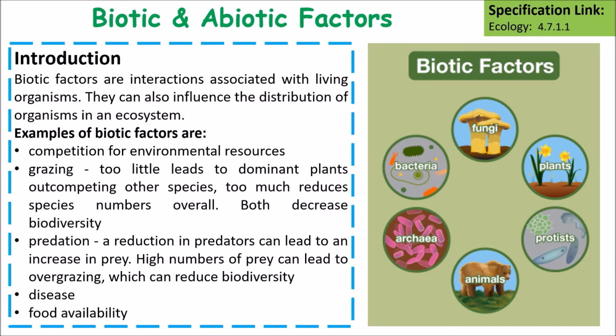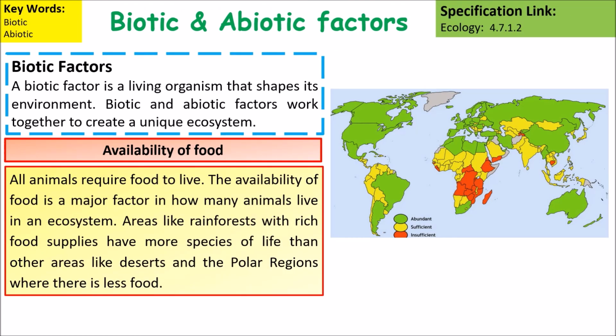A biotic factor is a factor that is caused by something that's living. So for instance, competition in animals, grazing, predation, the availability of food and disease. All animals require food to live. So the availability of food is a major factor in how many animals live in an ecosystem. So areas like the rainforest with rich food supplies have more species of life than areas such as the desert, for instance.